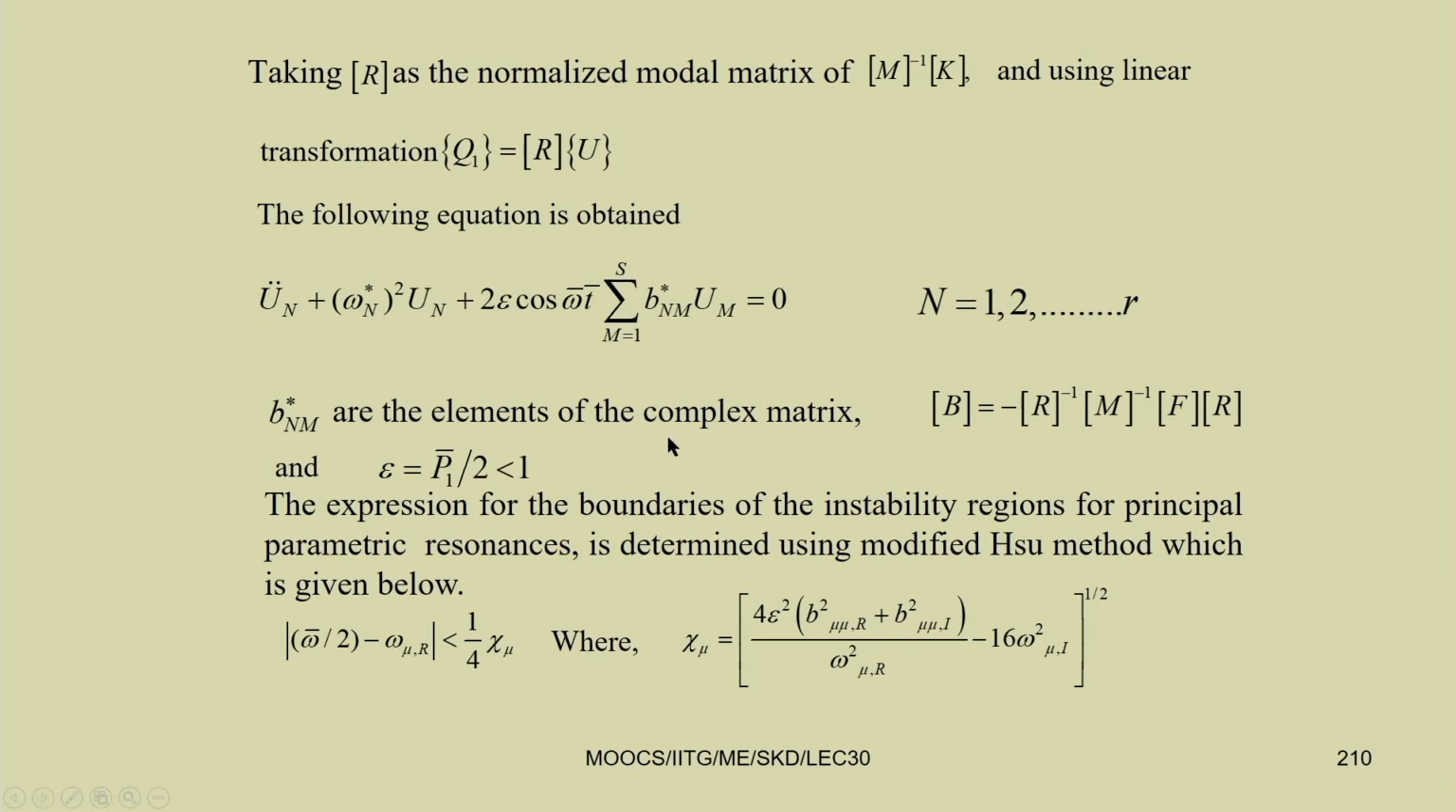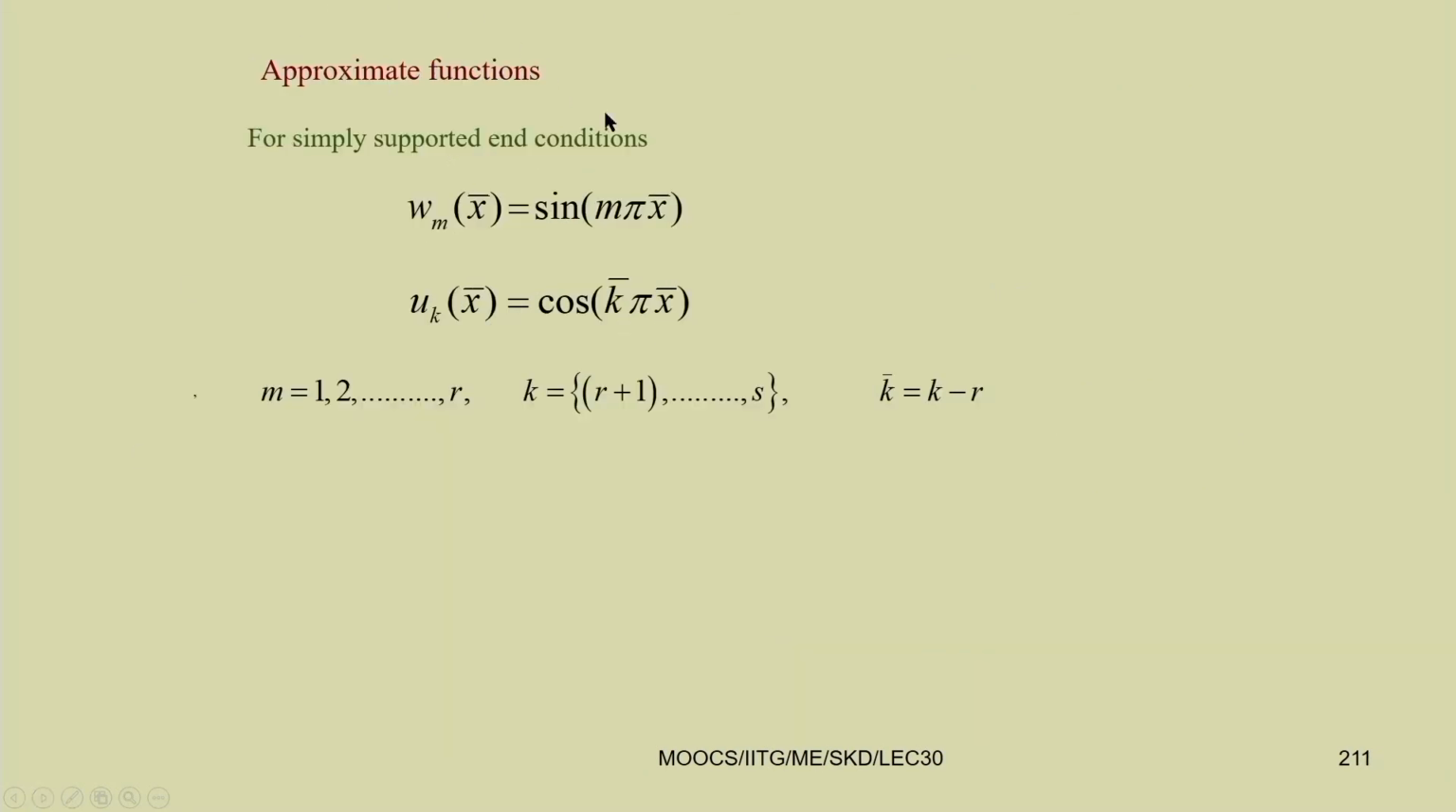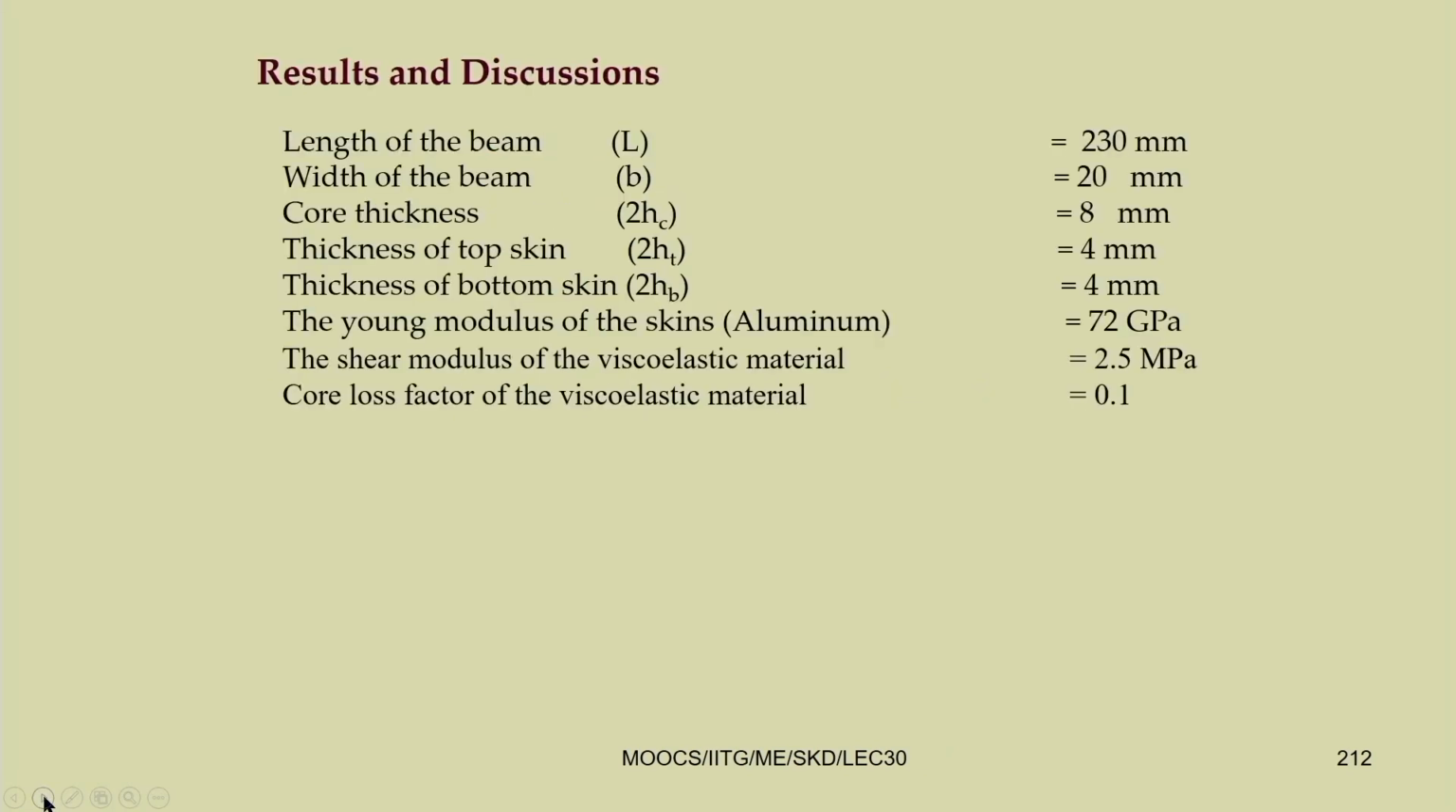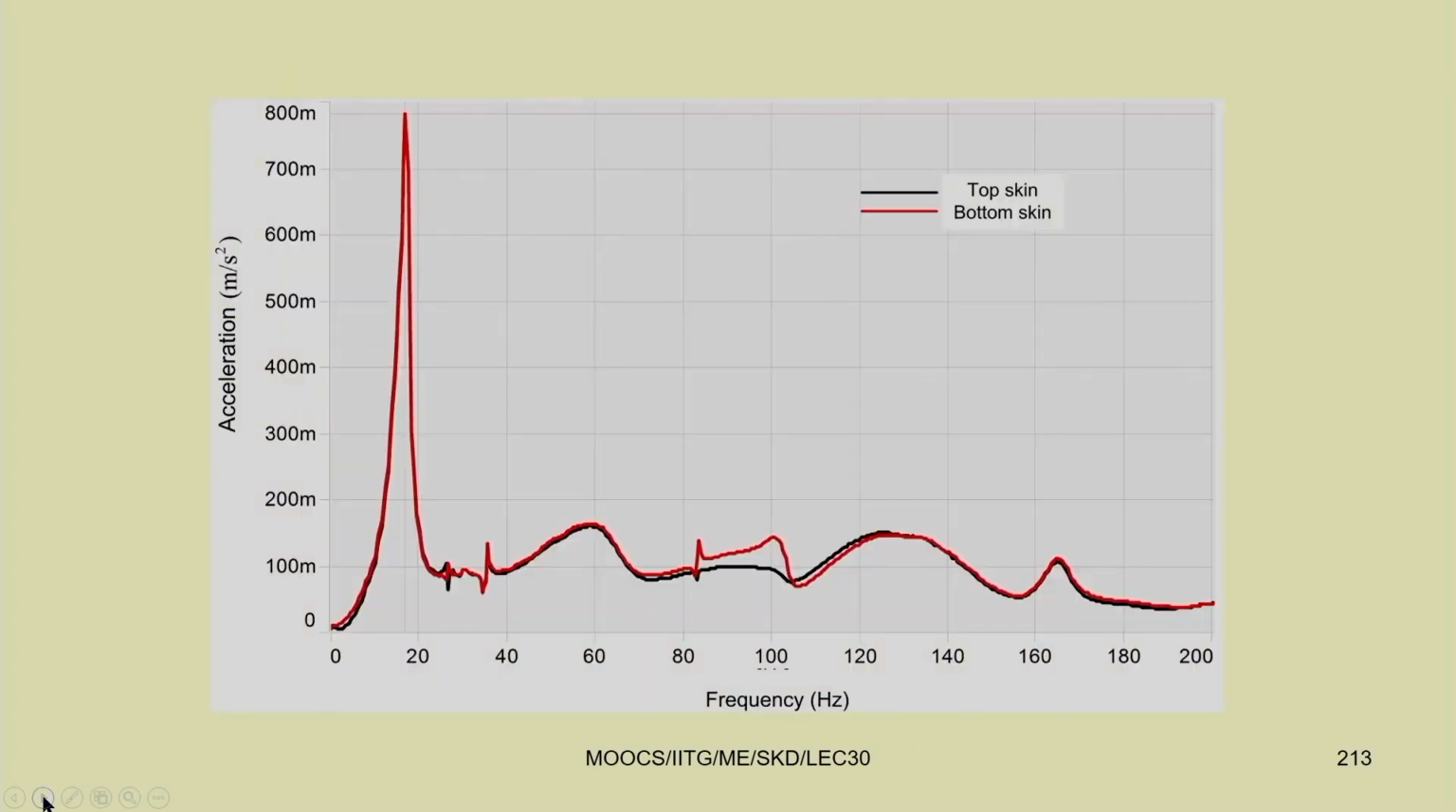Now, using this reduced equation, we can use the modified Hsu method to find the instability region. These are the equations already given in this modified Hsu method. By using this method, we can find the response of the system. If we do the experiment, for example, let us take a cantilever beam and put an accelerometer here and an accelerometer here. For the top accelerometer and bottom accelerometer, if you see the acceleration versus frequency, you can see they are matching. So, one can use a classical theory for this type of analysis also.